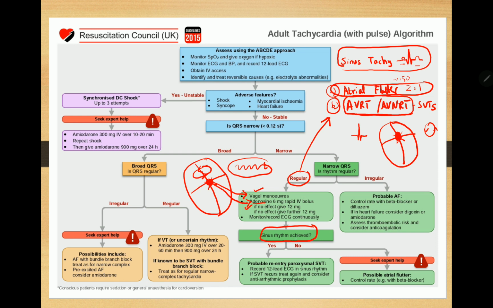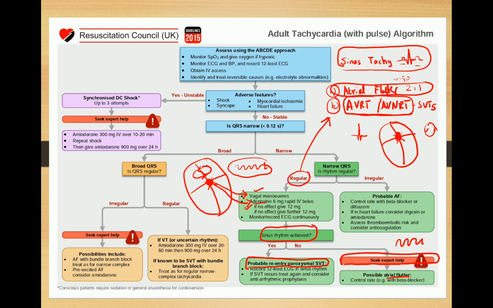If the sinus rhythm is achieved, then this is probably the re-entry arrhythmias, AVRT or AVNRT, and then this needs proper management by the cardiologist. If the sinus rhythm is not achieved and we see flutter waves, or we don't see flutter waves, then this is most likely atrial flutter, and this needs expert help again in regards to if we need to do cardioversion, chemical or DC cardioversion.